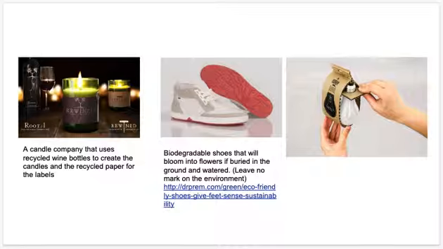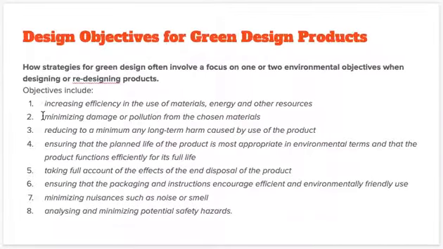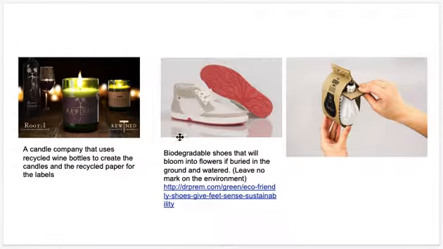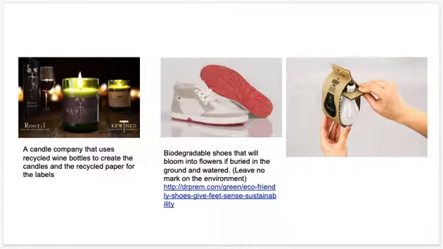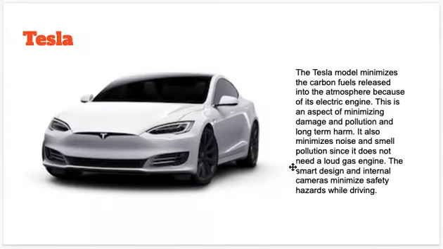So here are a couple of examples. These shoes are leaving no mark in the environment. If you look back, it's minimizing damage or pollutants from the chosen material because of these biodegradable shoes. Okay, so you're trying to connect these objectives with the products that you've found. All right, reducing dematerialization. This is another thing we talked about before too, but you can see the way the product is packaged. There are lots and lots of examples. Tesla is another type of example.